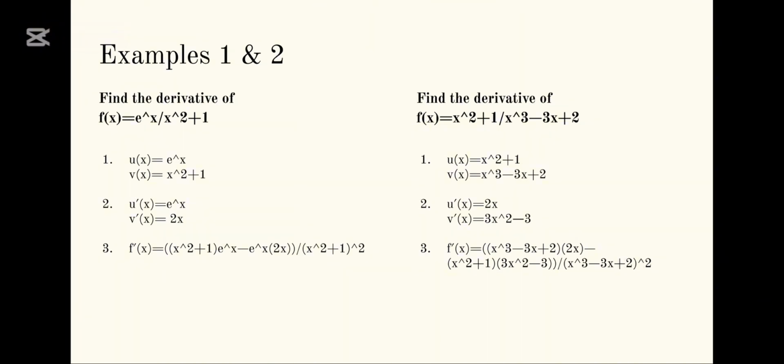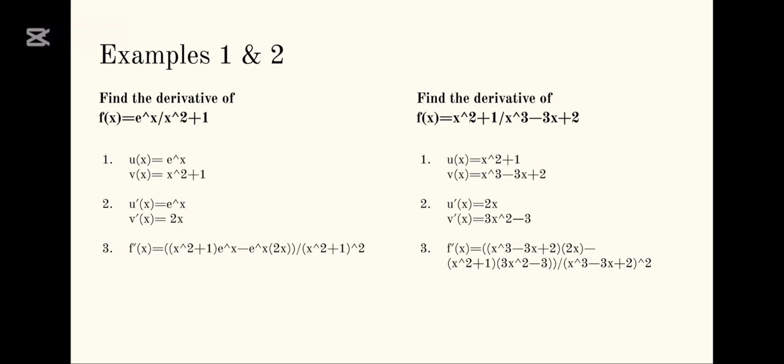So the derivative of f of x is x squared plus 1 multiplied by e to the power of x minus e to the power of x times 2x, all divided by x squared plus 1 all squared.